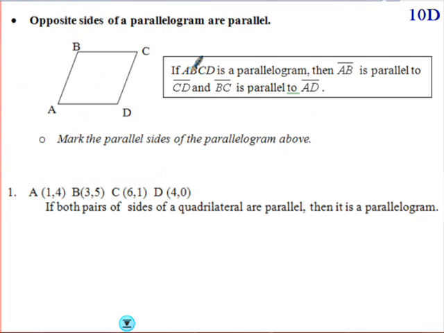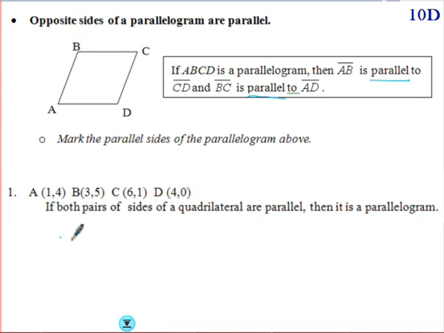Alright, so today we're going to take a look at how to use the coordinate plane and things like slope and distance and midpoint to prove a shape is a parallelogram. We'll start right here with this one. Here we're going to use the idea that the opposite sides are parallel. We're going to use the theorem that says the opposite sides of a parallelogram are parallel.